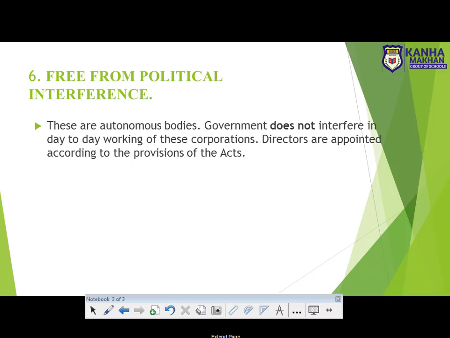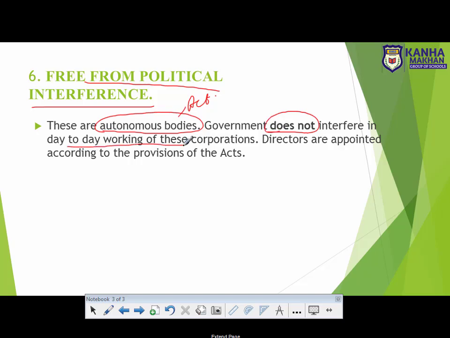Now moving further, the sixth feature we will discuss is that it is free from political interference. Why? Because these public corporations work as an autonomous body. Autonomous body means a free body, because they are created by a special act of parliament, and every duty and obligation is already mentioned in the concerned act. So there is no interference of the government in the day-to-day working of these corporations. And even the directors are appointed according to the provisions already made in the act.